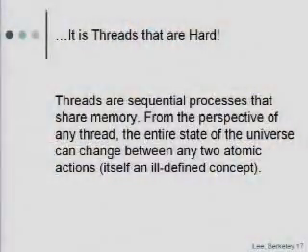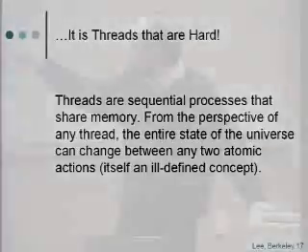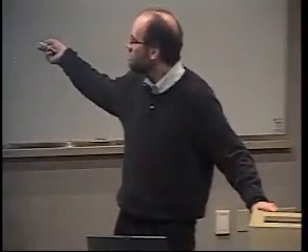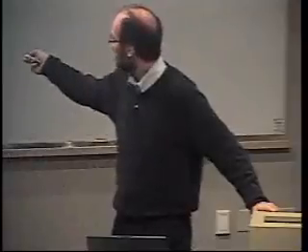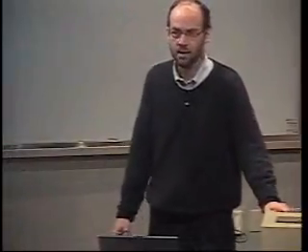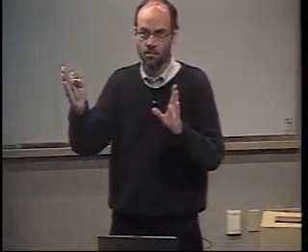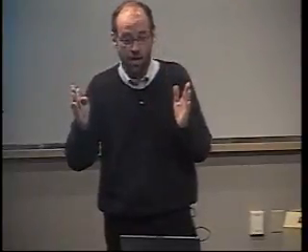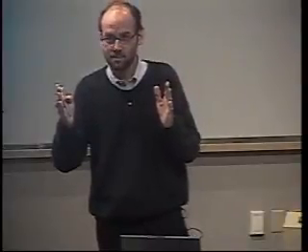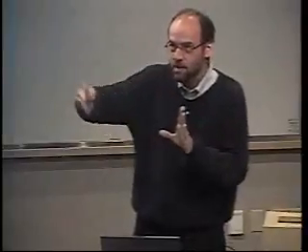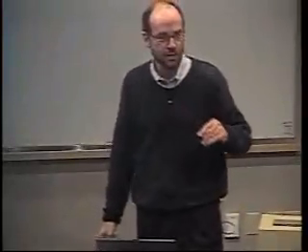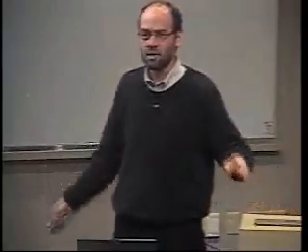I think it is possible for humans to reason about concurrent processes. I think it's threads that are hard. Threads are sequential processes that share memory. From the perspective of any one thread, the entire state of the universe can change between any two atomic actions. By the way, even the notion of an atomic action can be really problematic. There's a whole string of papers by very smart people arguing about the Java memory model. It boggles the mind how much can be said about a two-line program. A string of papers arguing about what it means. And it boils down to, what the heck is an atomic action really? So that problem in and of itself is difficult.